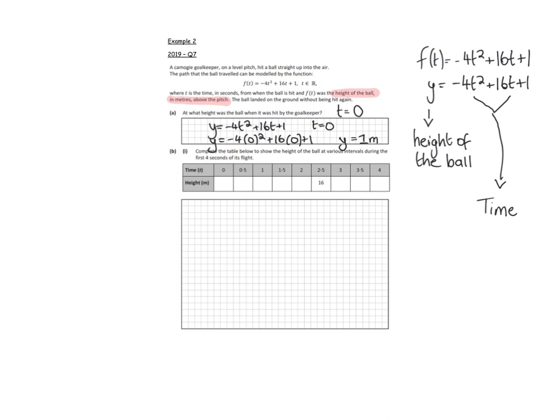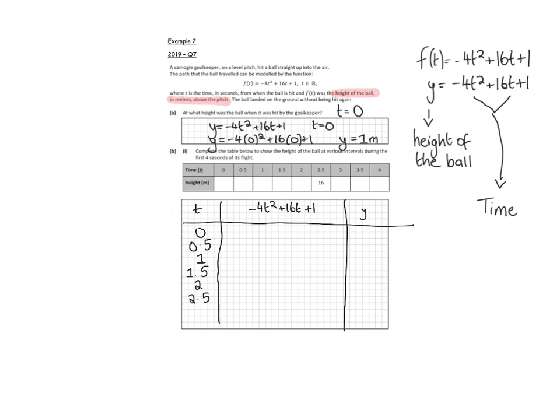So then the second part here, it says complete the table below to show the height of the ball at various intervals during the first 4 seconds of its flight. So we should be able to make a little table here. So we have the time, we have the function, which is minus 4t squared plus 16t plus 1, and then we have our y here at the end. So they've given us a few values as well. So they've given us 0, 0.5, 1, 1.5, 2, 2.5, 3, 3.5, and 4. So we can fill all of that in.